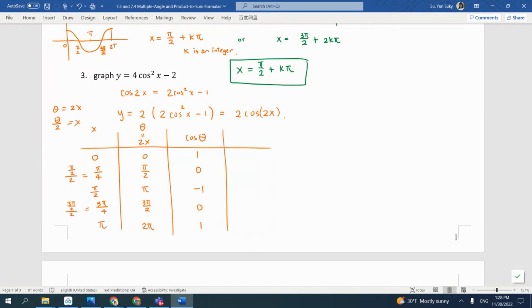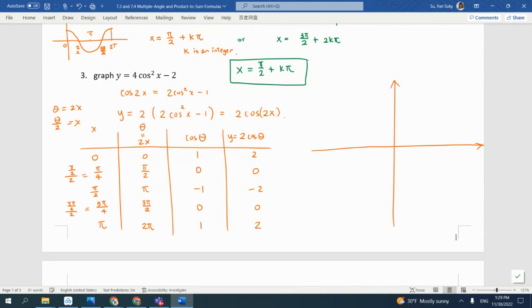Yes, everybody? And then we're looking for 2. So y is 2 cosine theta. Right? So y is 2 cosine theta. 2 times 1 is 2, right? 2 times 0, 0. 2 times -1, -2. And then 0, 2. Yes. So we draw it.